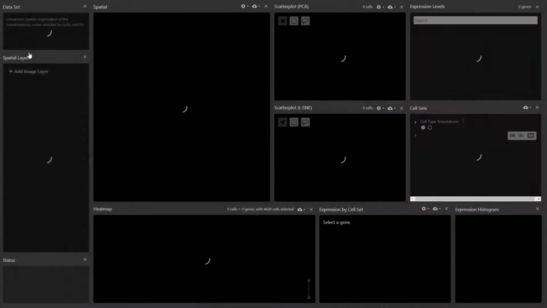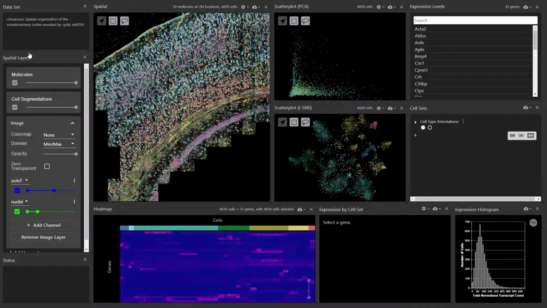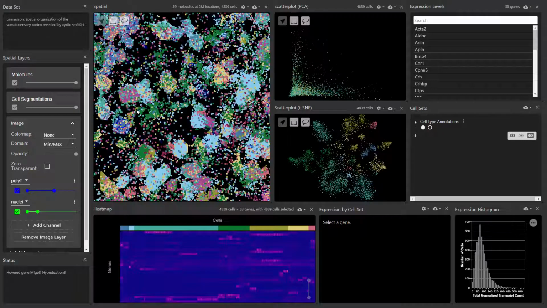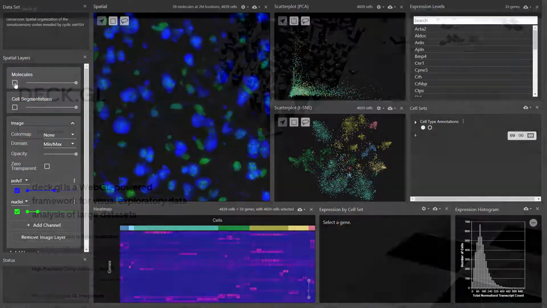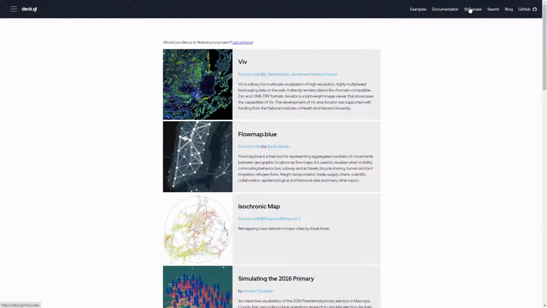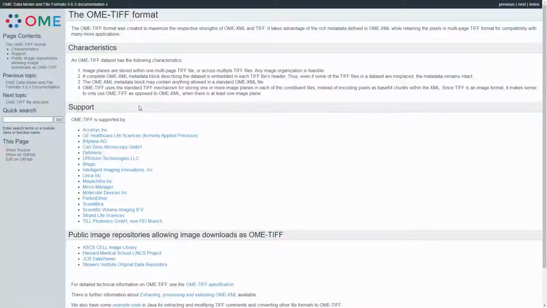The visual integration tool for exploration of spatial single-cell experiments is a React-based tool developed by the Gehlenborg Lab and supports both spatial and non-spatial representation of cell-level and molecule-level data. It leverages deck.gl, which is a WebGL-powered framework designed with a layered approach for data visualization of very large datasets.